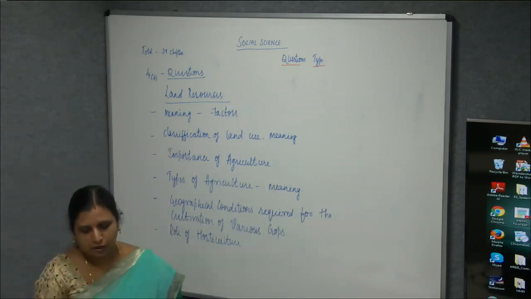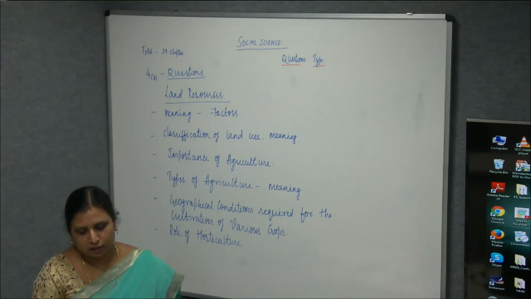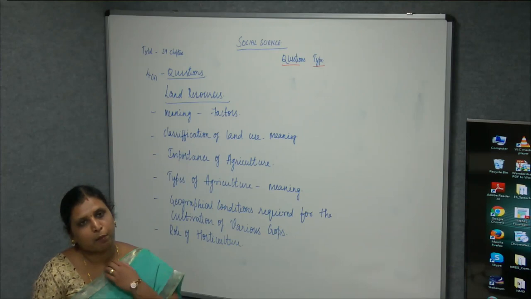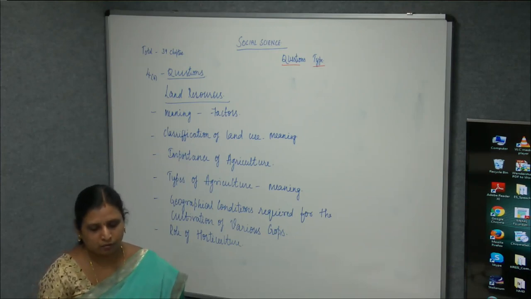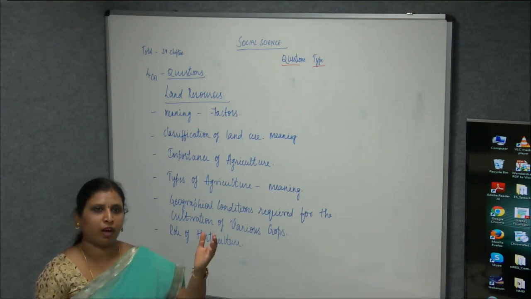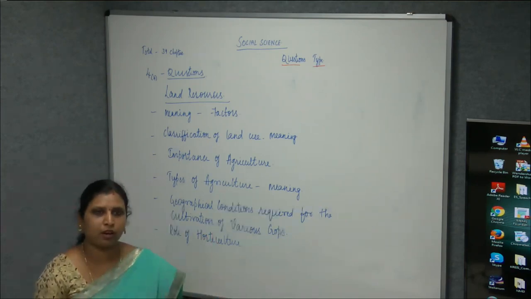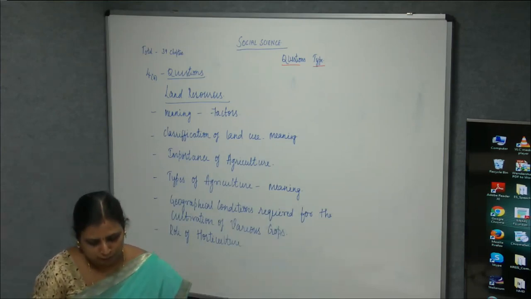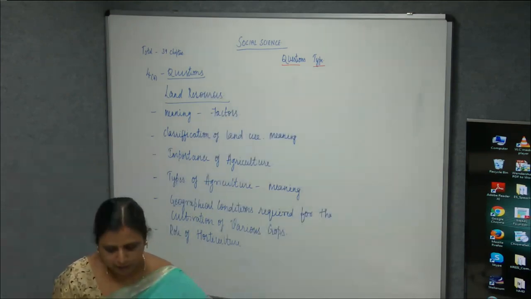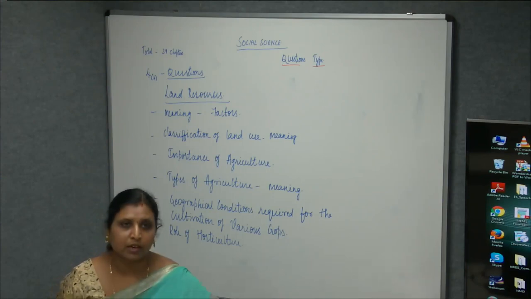Then the next one is mixed farming, that is the cultivation of crops and livestock rearing. Then irrigation farming, that is farming under which the crops are grown with the help of irrigation. Okay, so this is called irrigation farming. So when you mention the types of agriculture, you have to write the meaning of the agriculture. Okay, farming.